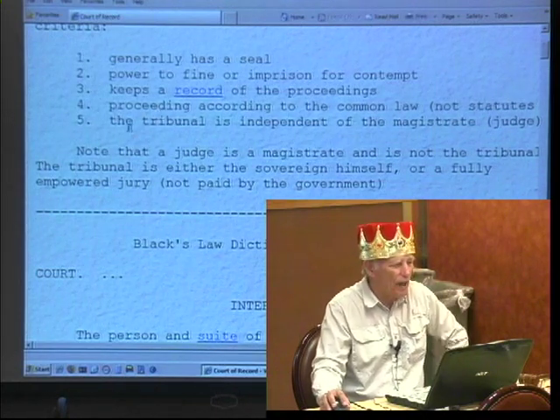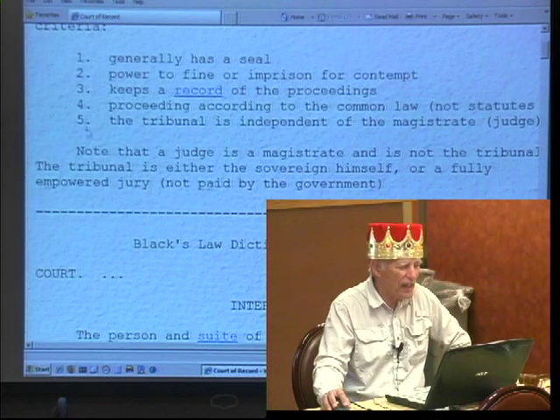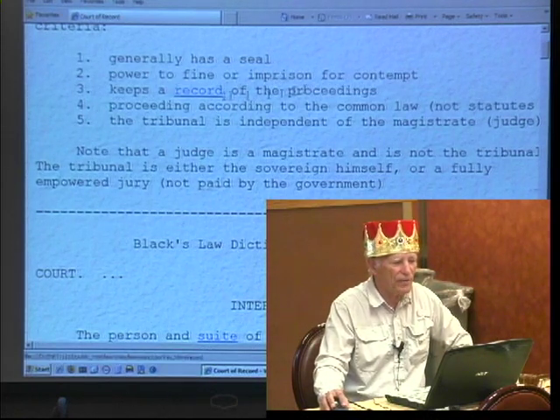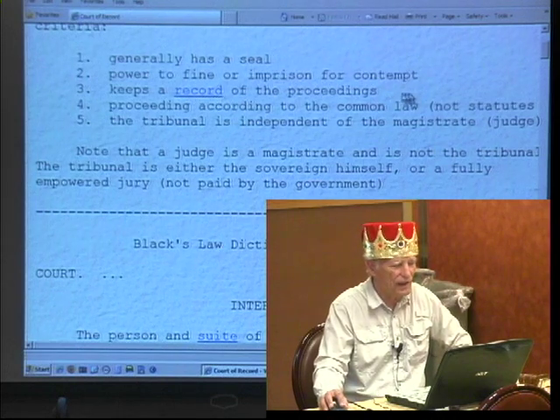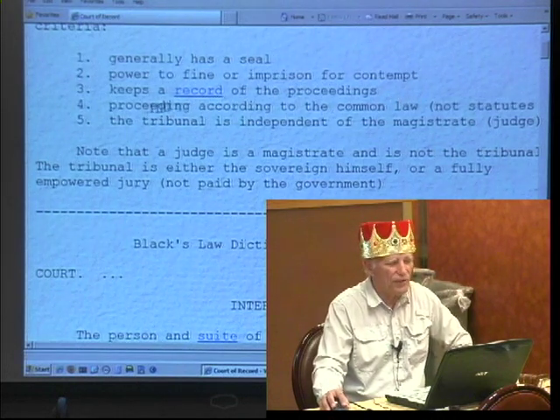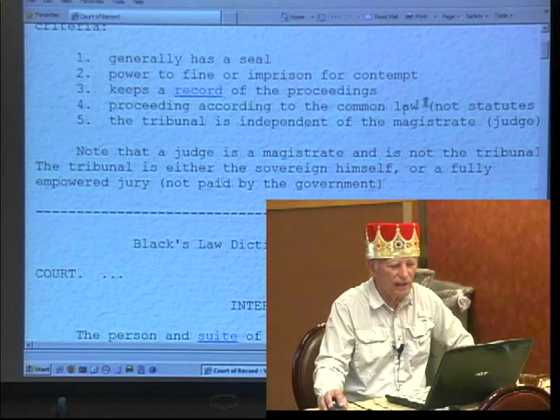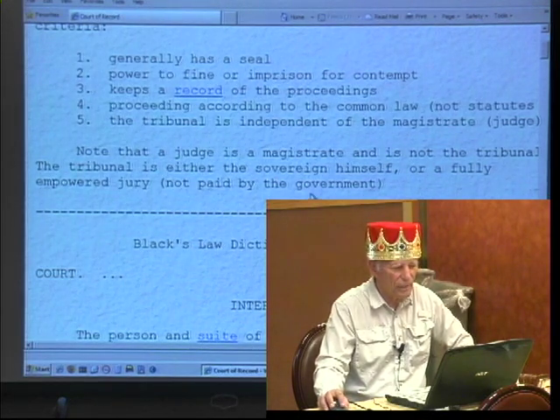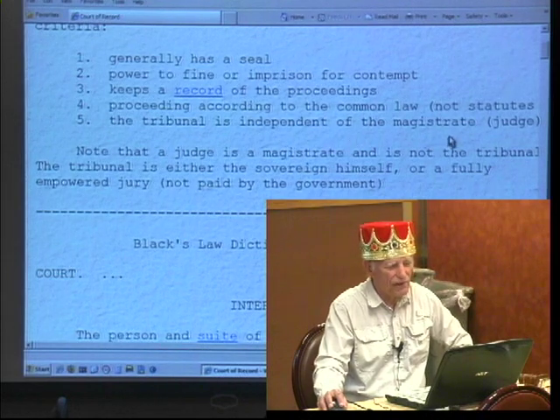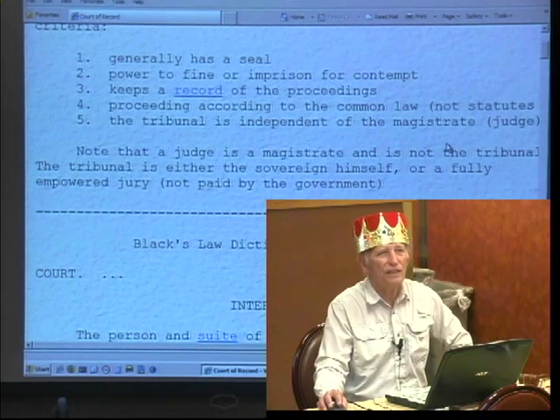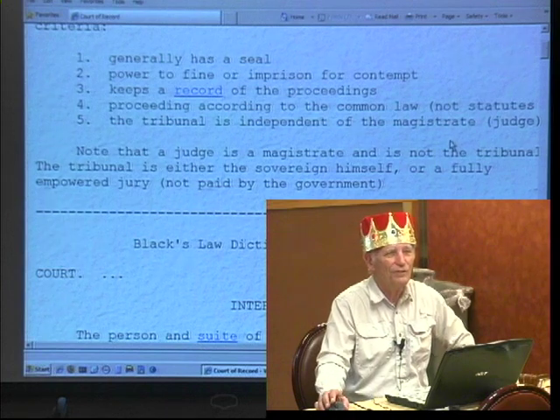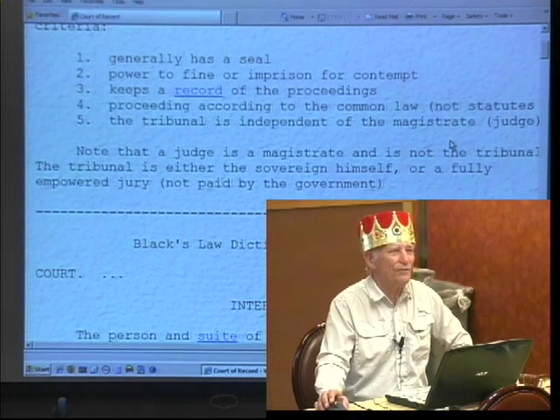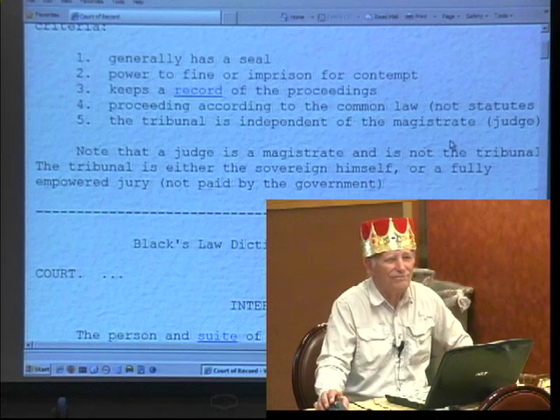Anyway, the 4 requirements are number 2 through 5 here. It has the power to fine or imprison for contempt, and it keeps a record of the proceedings. It also proceeds according to the common law, not statutes or codes, and the tribunal is independent of the magistrate. Now, what is a magistrate? A magistrate is anybody on the government payroll who has some authority. Sometimes the governor is referred to as the chief magistrate.